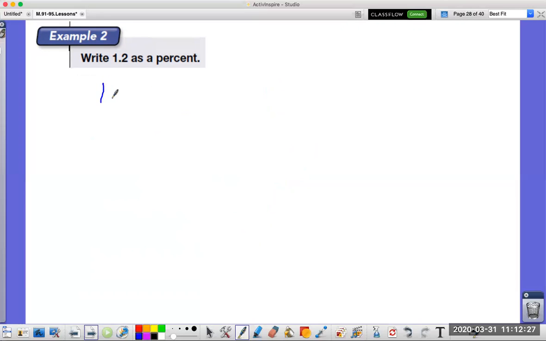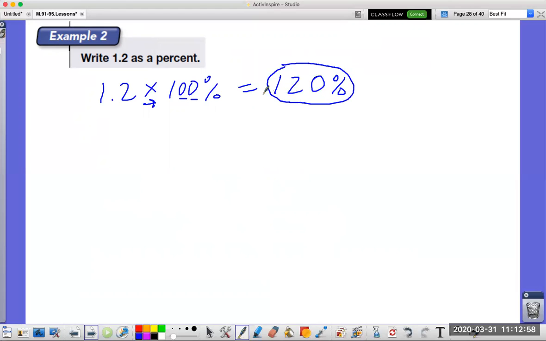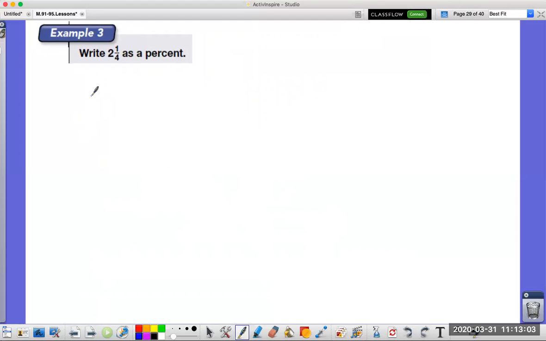1.2 as a percent. We've seen this one before. 1.2 times 100%. That's all you have to do to change it into a percent. Now you just write 1 and 2. Start with the decimal where it was originally. I'm going to move the decimal to the right 2 places. So I go from here, 1, 2. The decimal will be over here. I need a 0 as a placeholder. Here's where it originally started. Here's 1 space, 2 spaces. Throw a percent sign on it. 1.2 is 120%. What about 2 1/4 as a percent?